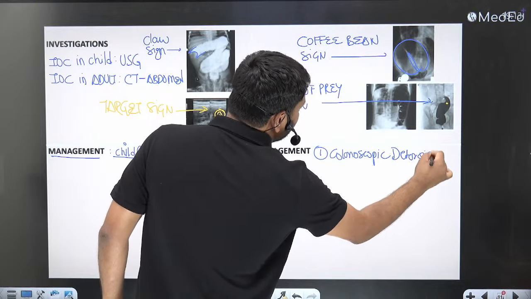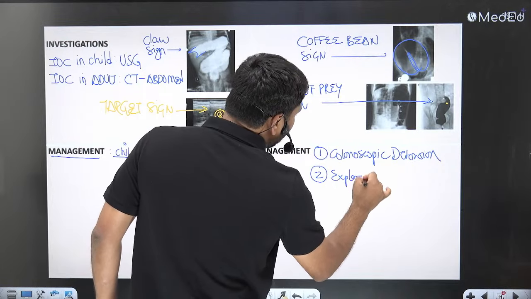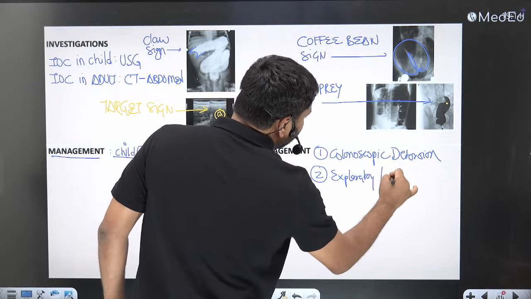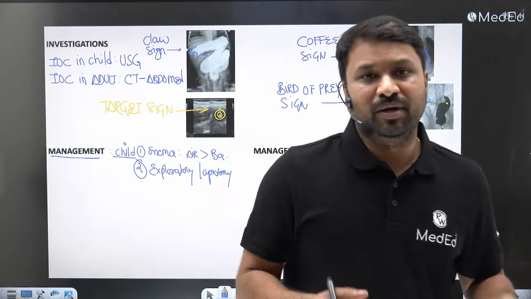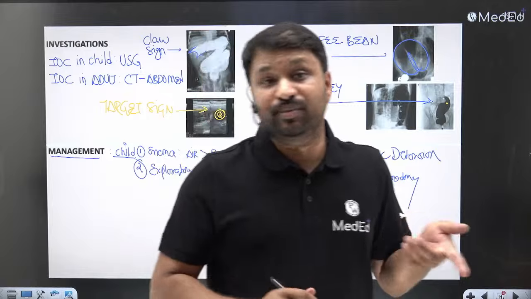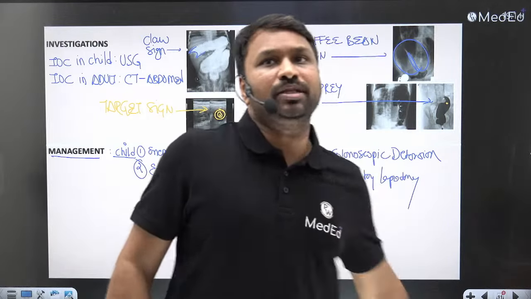If this doesn't work out, take the patient for exploratory laparotomy. In the exploratory laparotomy, do the same thing. Do a detorsion, see if it is viable. If it is viable, do a diversion colostomy. If it is non-viable, do a temporary colostomy called Hartmann's surgery.